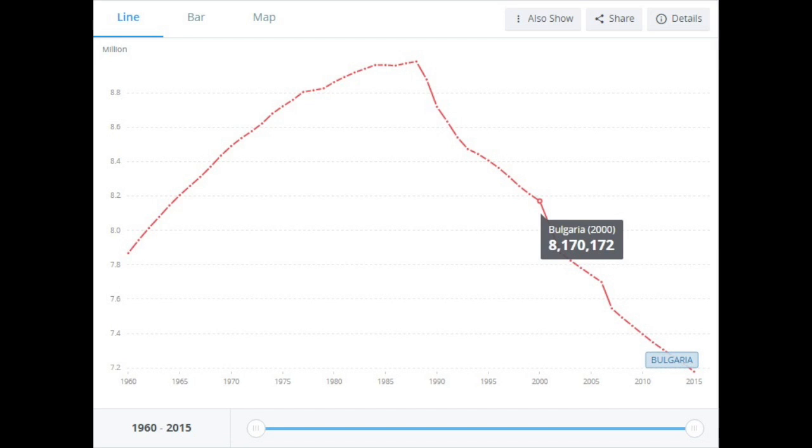For example, in 1988 the population was 8,981,446. And in 2000 it was 8,170,172. This shows an exponential decrease.